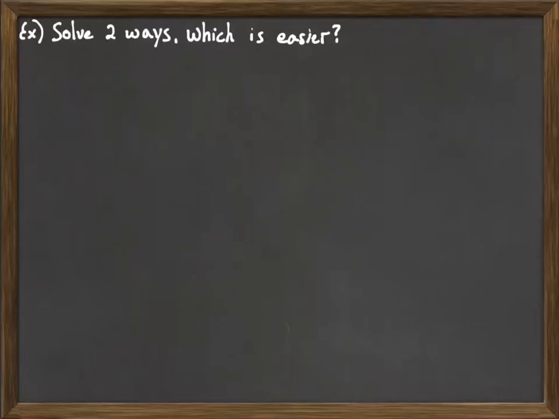In this next example, we're faced with a decision, a choice that we have to make. And so we're actually going to solve it two different ways, and then after we've done so, we're going to decide which one was easier.